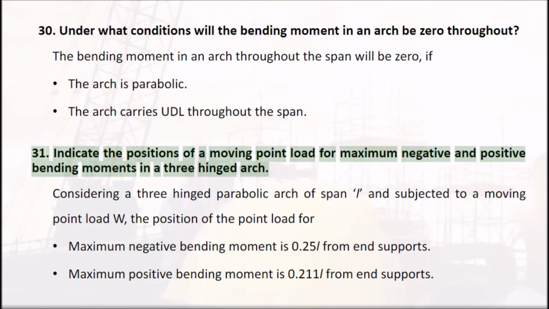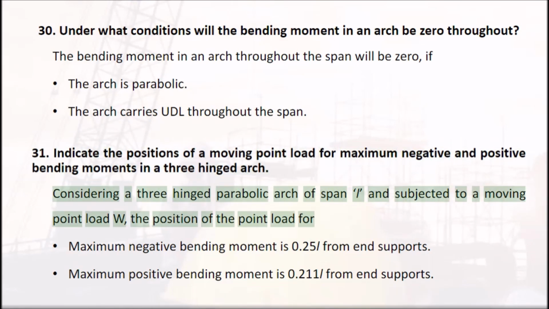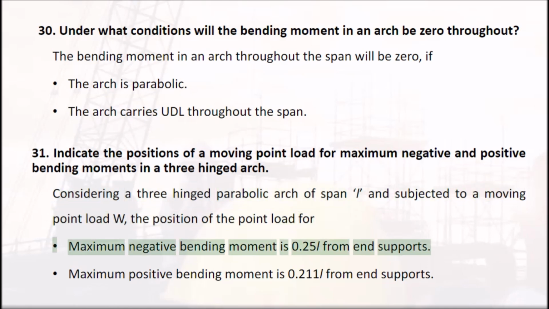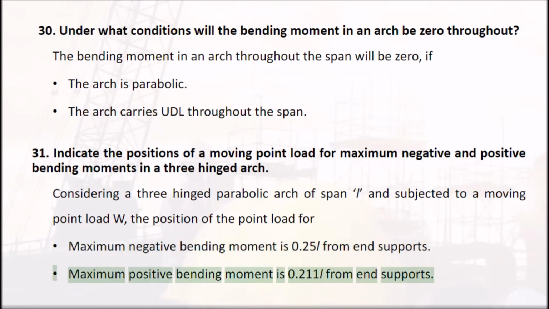Indicate the positions of a moving point load for maximum negative and positive bending moments in a 3-hinged arch. Considering a 3-hinged parabolic arch of span L and subjected to a moving point load W, the position of the point load for maximum negative bending moment is 0.25 L from end supports. Maximum positive bending moment is 0.211 L from end supports.